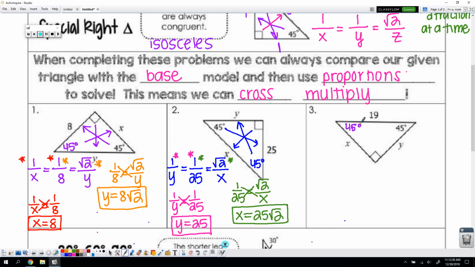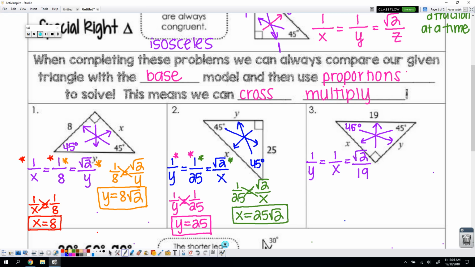Now I'm going to let you do it. So base model. So my base model is good. 1, 1, radical 2. Great. Now across from my 45. Across from my 45. Y. X. From my 90. 19.